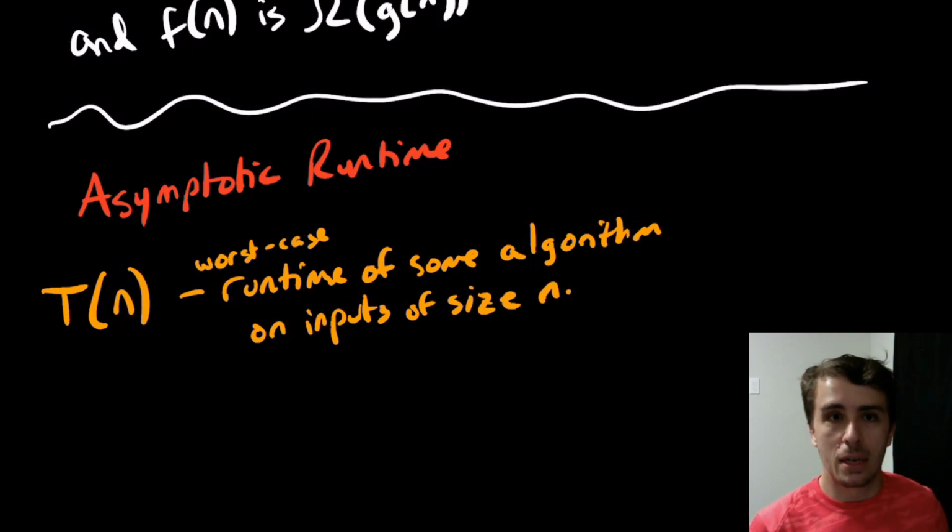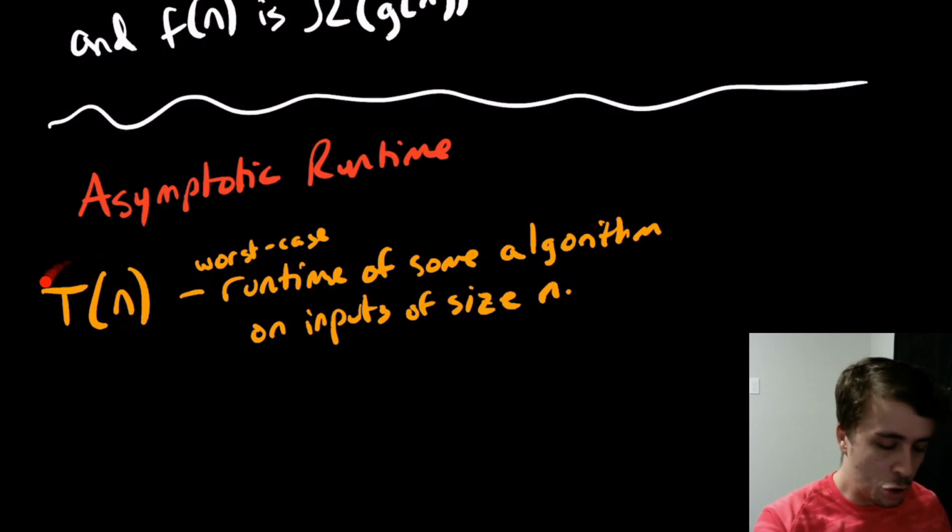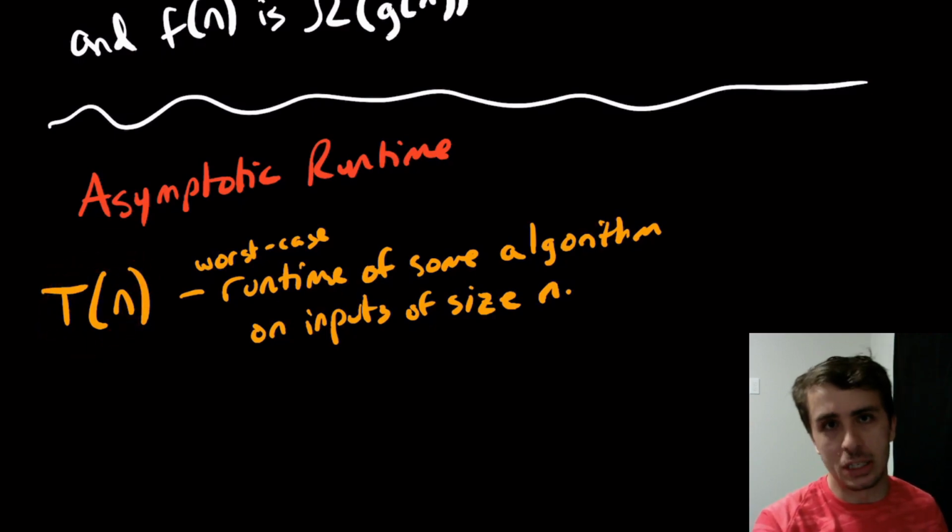Okay, and you may be thinking, well, isn't that just f? It's just that, or g of n, this is just the notation that's used. So whenever I say T of n, that just means the runtime. I could call it f if I wanted to, but this is just the notation that's used.